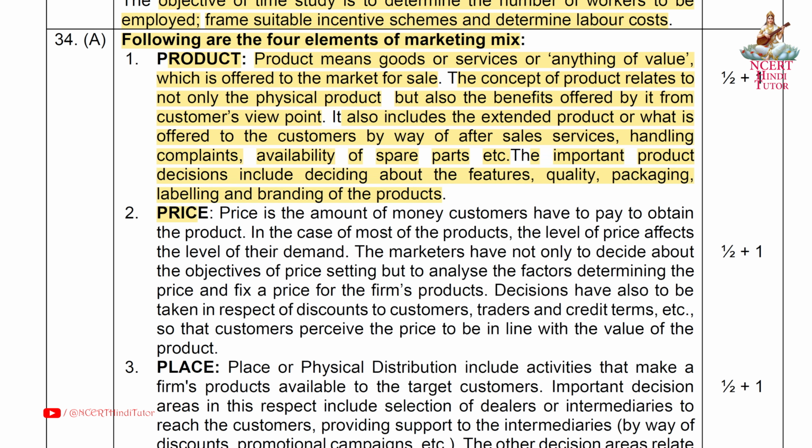Second, price. Price is the amount of money customers have to pay to obtain the product. In the case of most of the products, the level of price affects the level of their demand. The marketers have not only to decide about the objectives of price setting, but to analyze the factors determining the price and fix a price for the firm's products. Decisions have also to be taken in respect of discounts to customers, traders, and credit terms, etc., so that customers perceive the price to be in line with the value of the product.